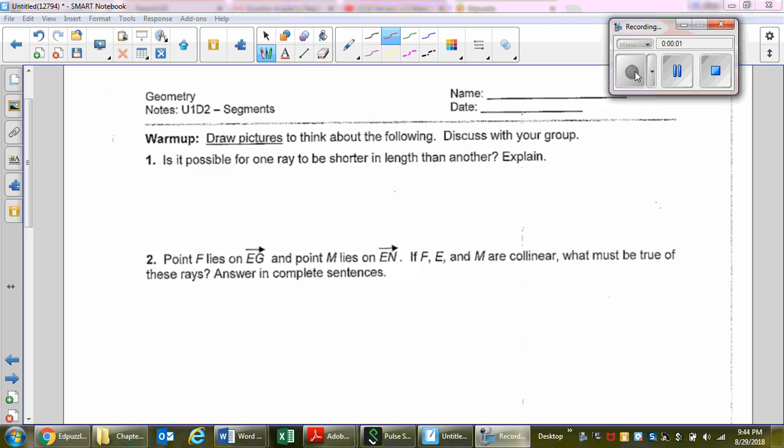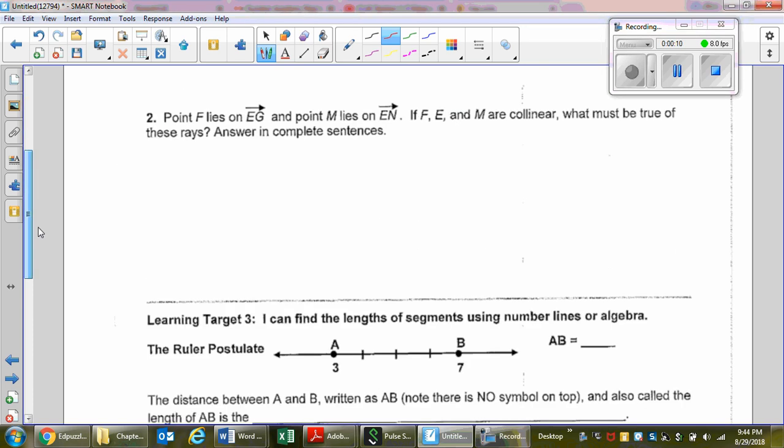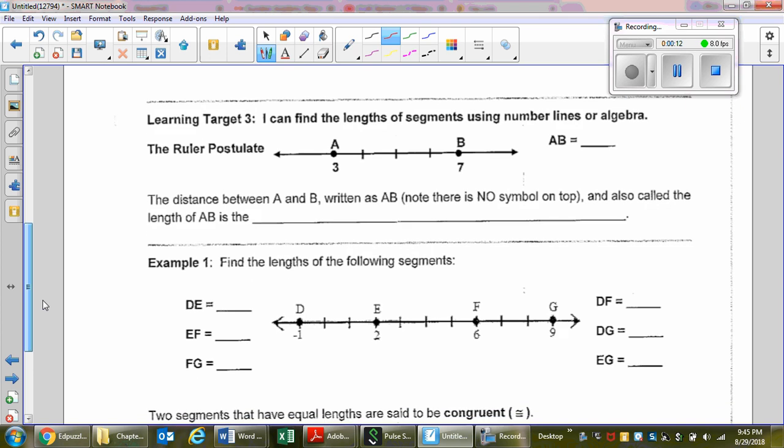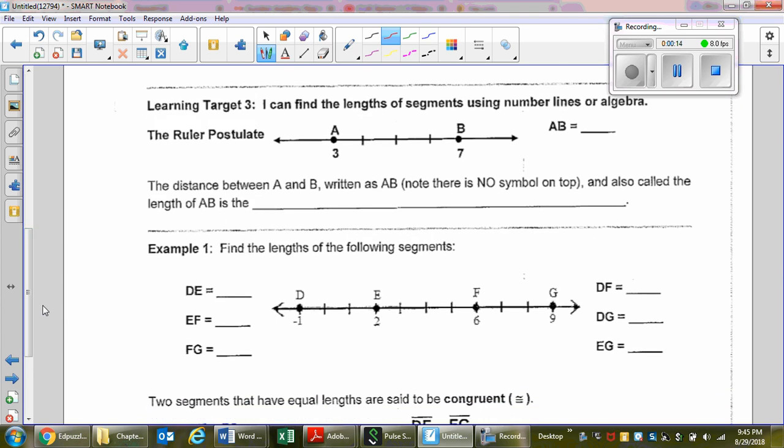Unit 1, Day 2 notes today. As you can see, the beginning part is the warm-up. We are going to do it in class, so you don't need to do this. Just skip through the first two questions, and we're going to start where it says learning target 3.